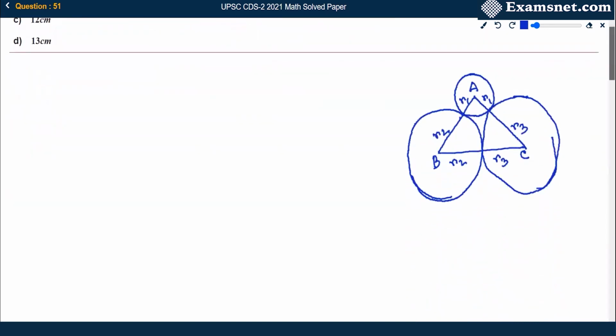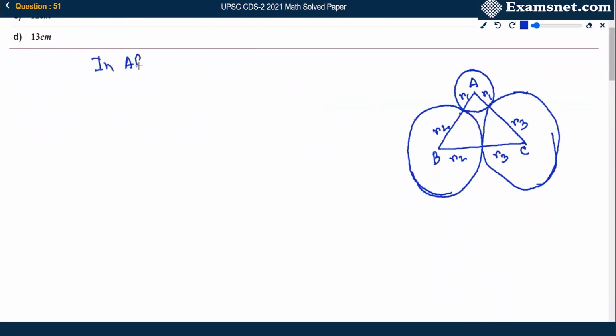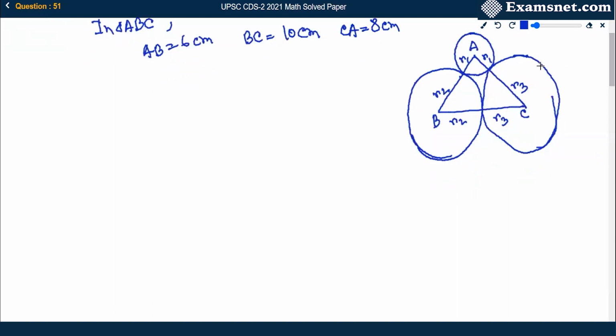So here it's given that in triangle ABC, AB equals 6 centimeter, BC equals 10 centimeter, CA equals 8 centimeter. We know that the radius of the first circle, whose center is A, is R1, the radius of the circle whose center is B is R2, and the radius of the circle whose center is C is R3. So here we can say the perimeter of the triangle, AB plus BC plus CA. If we see the picture, AB means R1 plus R2, correct? So that gives 6 plus 10 plus 8, right?